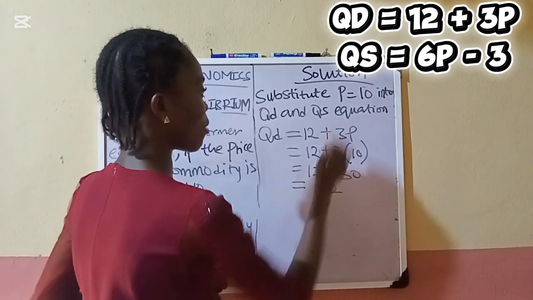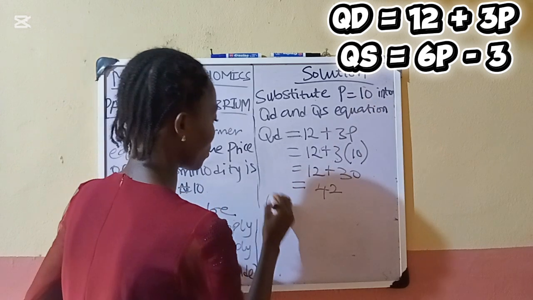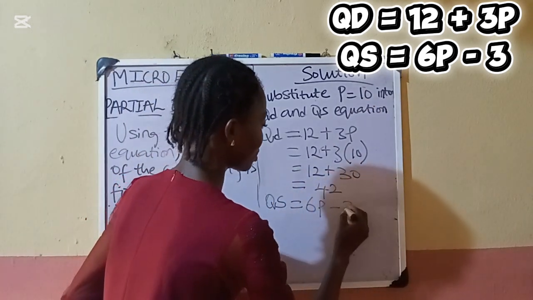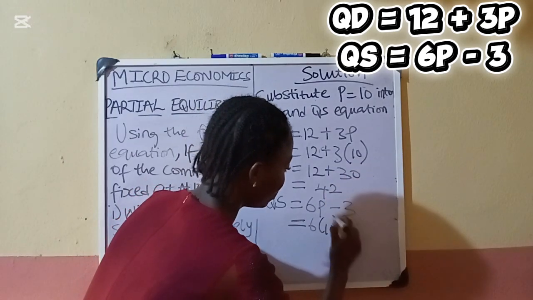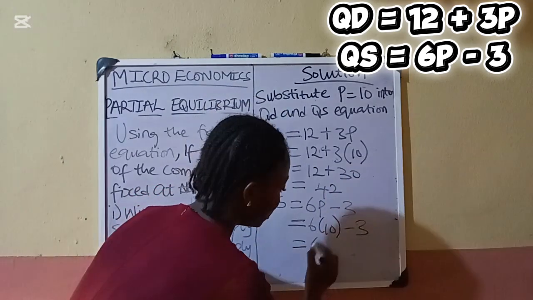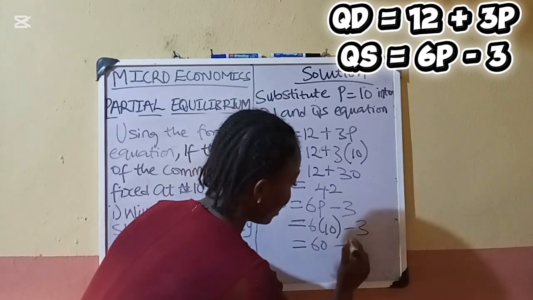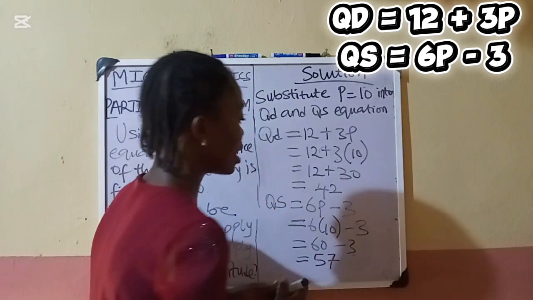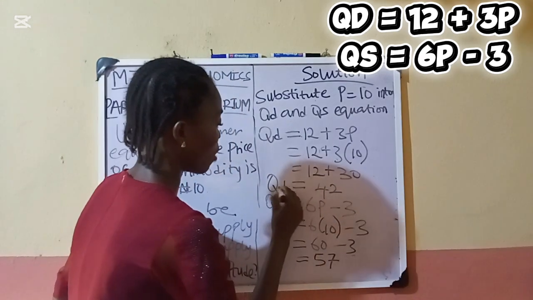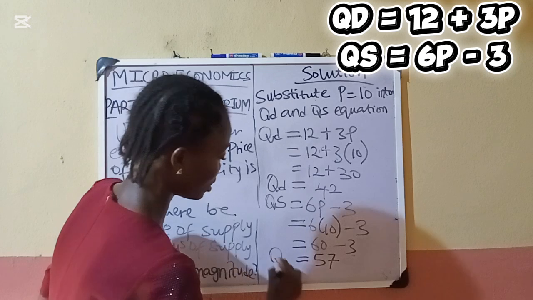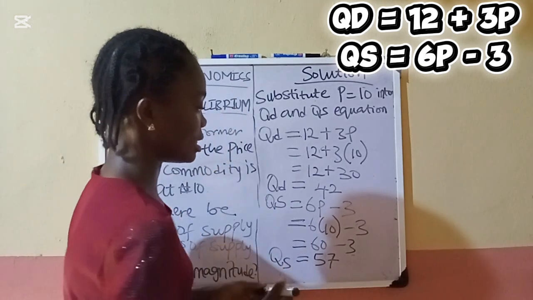Now, substituting our P equals 10 into our quantity supply equation, remember that our quantity supply equation is 6P minus 3. We have 6 into 10 minus 3, which gives us 6 multiplied by 10 gives us 60 minus 3, which gives us 57. Now, we have gotten the value of our quantity demanded when the price is 10 naira and the value of our quantity supply when the price is 10 naira.